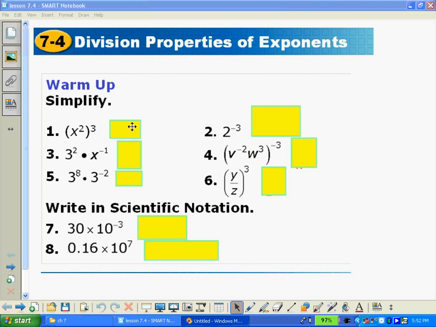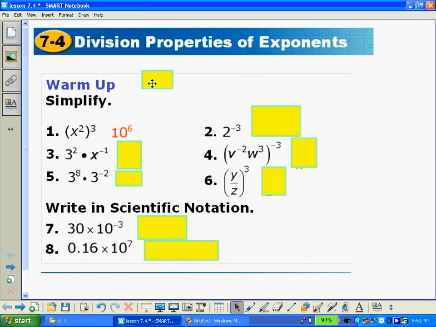So hopefully you've worked out these 8 problems by now, and we're going to look at the answers. Number 1, you have a power of a power, an exponent raised to another exponent. So hopefully you multiplied the powers. And this answer, well, that's actually wrong. It's going to be 10 for the base. It should be x to the 6th power.